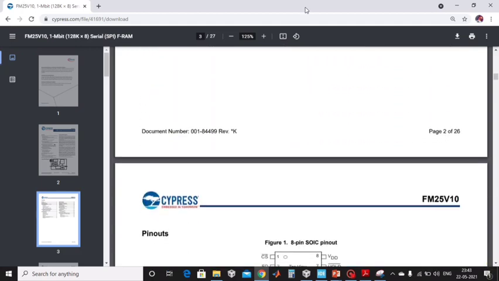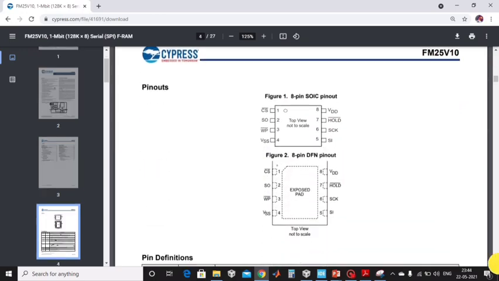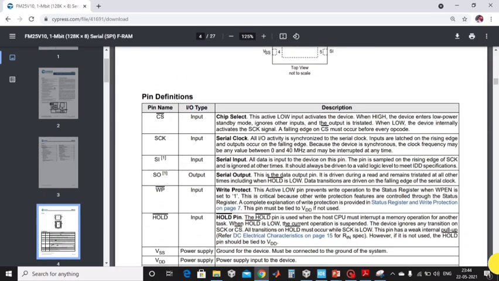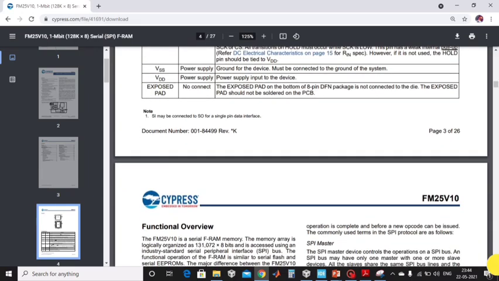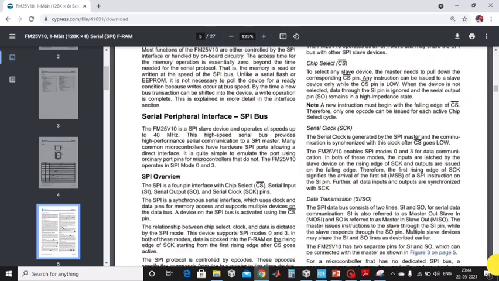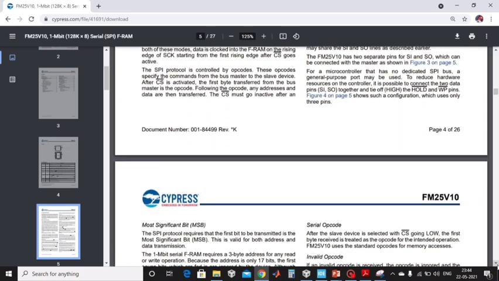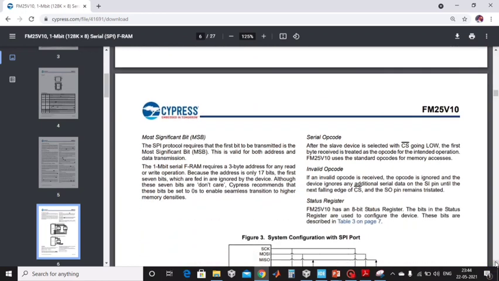So now we will look at the timing diagram of this device. This is the information which you can read. We will focus on the SPI part of this device.